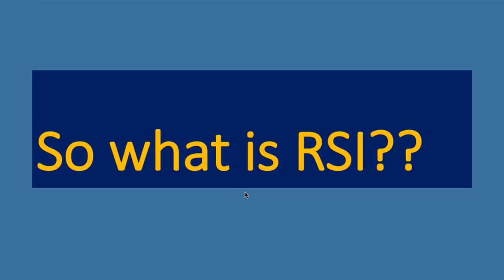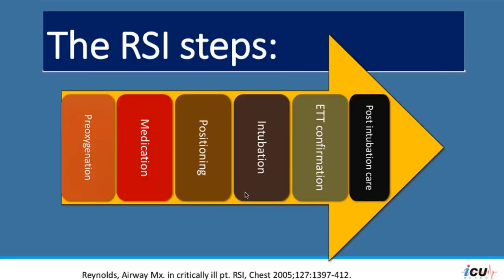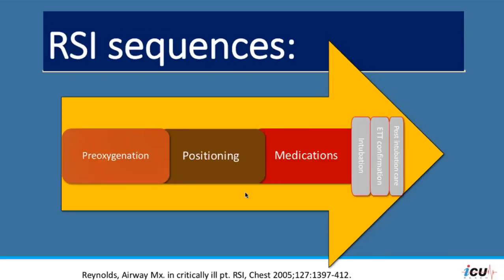Moving on now, what's RSI? There is no consensus about what's RSI, but I found these steps to be the ones that there's kind of agreement about: pre-oxygenation, medication, positioning of the patient for intubation, the intubation process, the confirmation of the endotracheal tube, and then post-intubation care. In my talk, I'll focus on the first 3 steps because I think they are the major contributing factors to any complication.